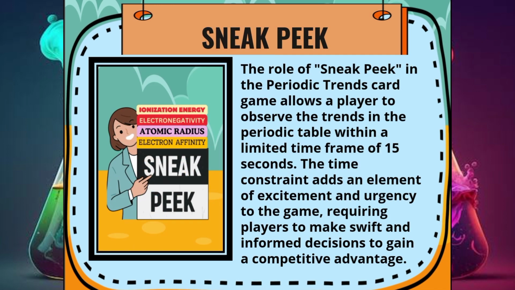Sneak peek. The role of sneak peek in the Periodic Trends card game allows a player to observe the trends in the periodic table within a limited time frame of 15 seconds. The time constraint adds an element of excitement and urgency to the game, requiring players to make swift and informed decisions to gain a competitive advantage.